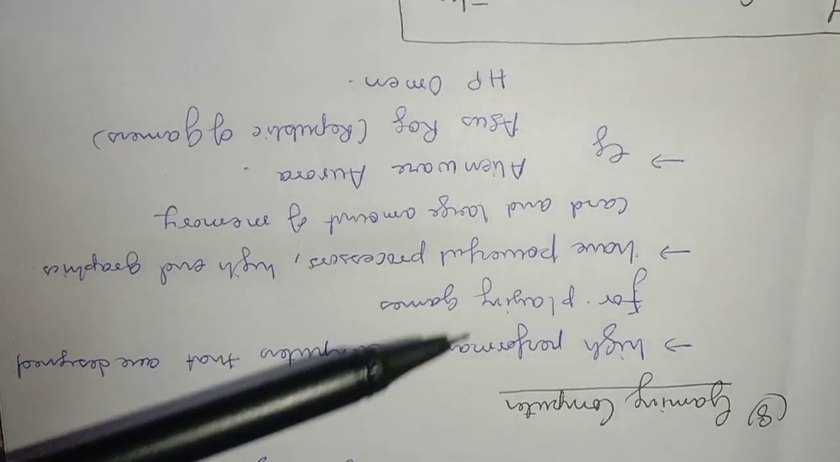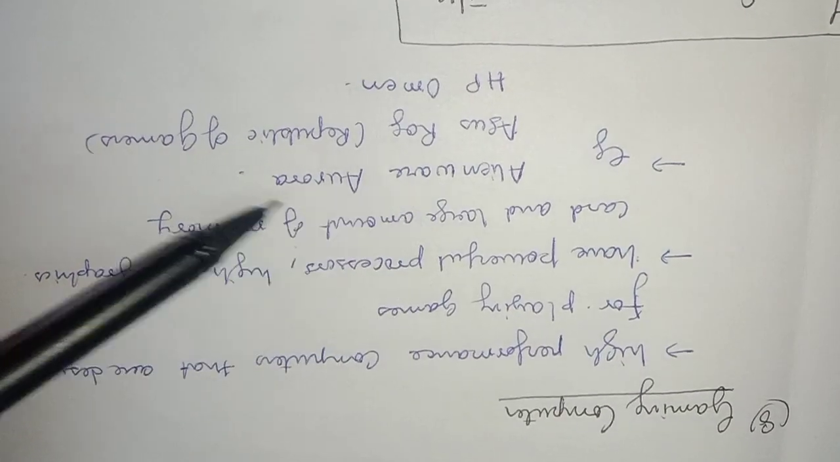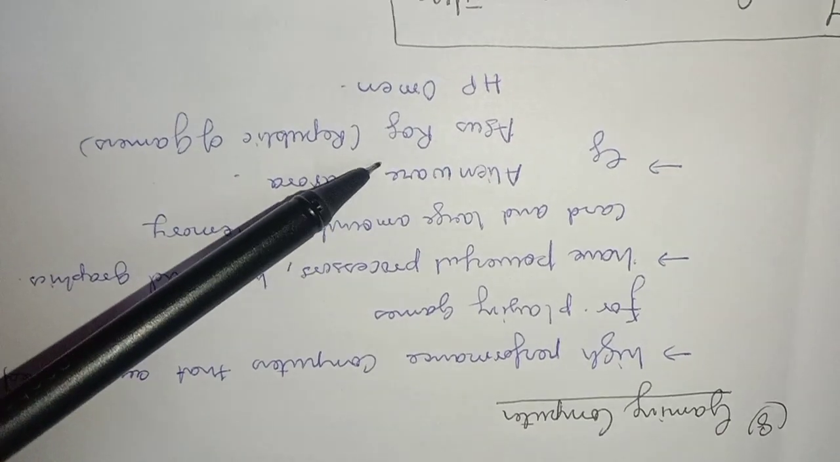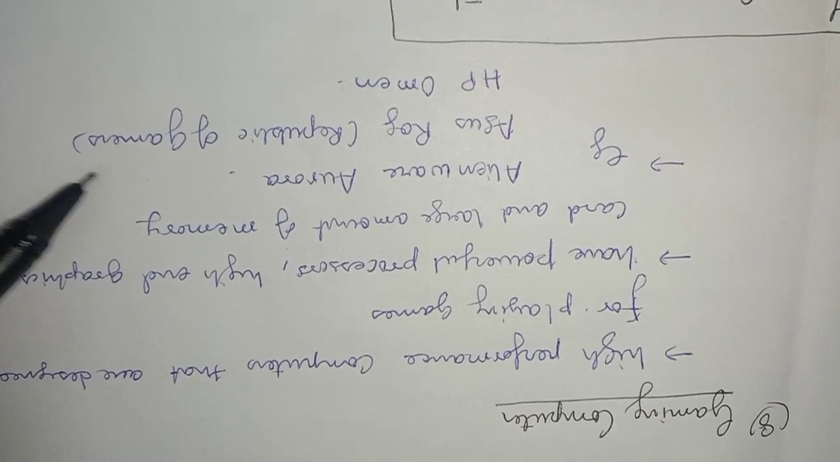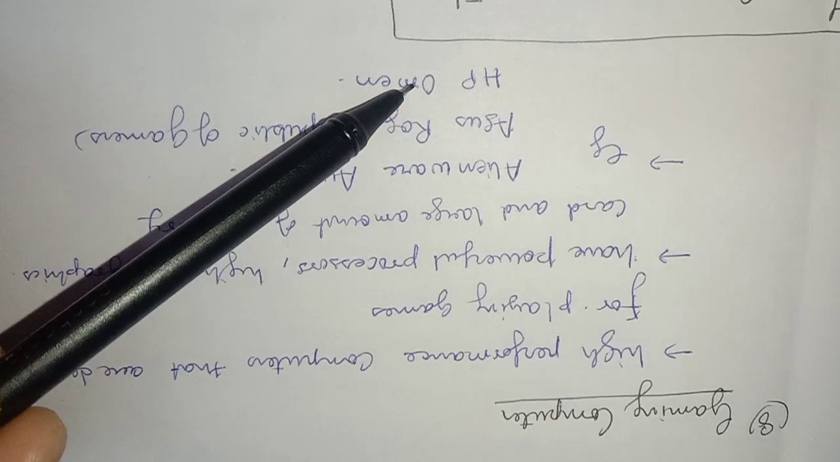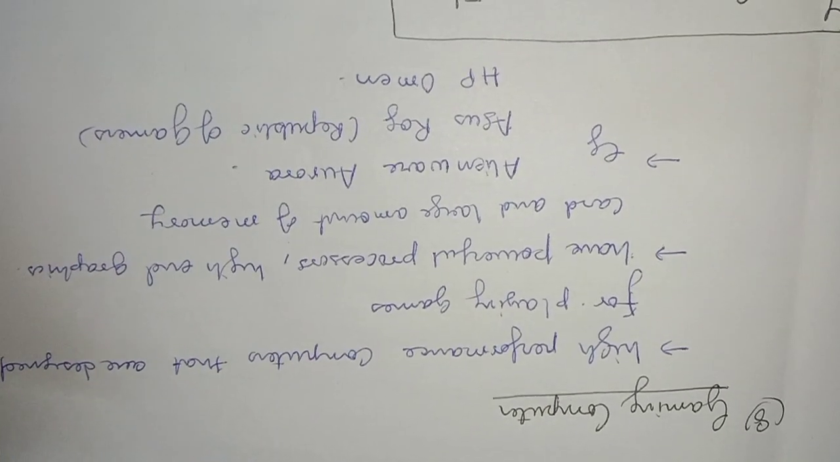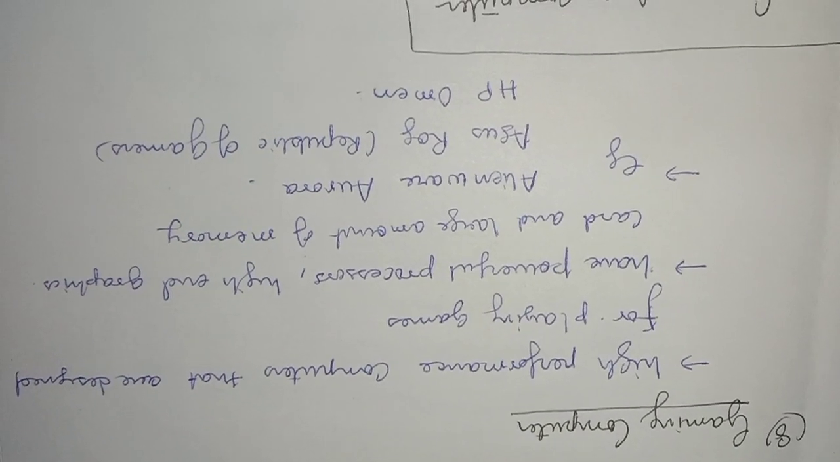Okay, examples of gaming computers are Alienware Aurora, Asus ROG, that is Republic of Gamers, and HP Omen. Okay, hope you have come to know about gaming computers.